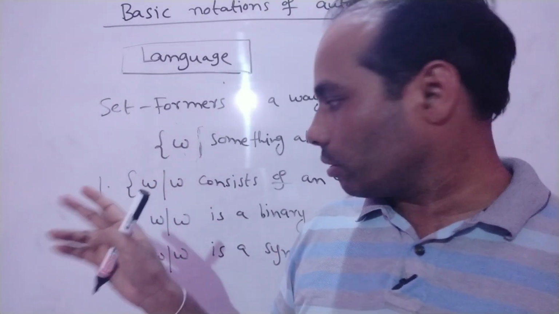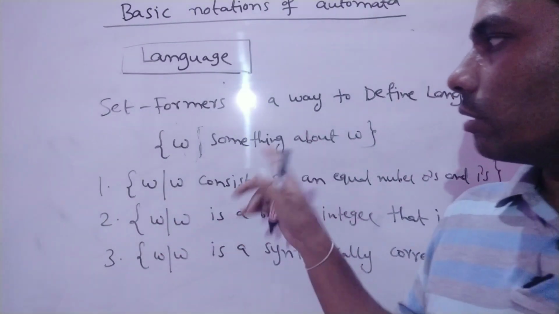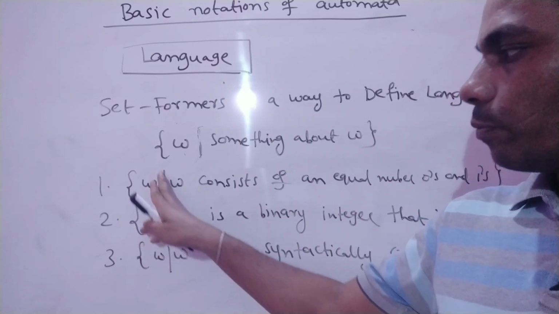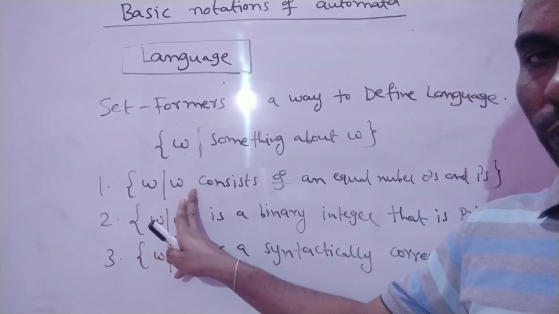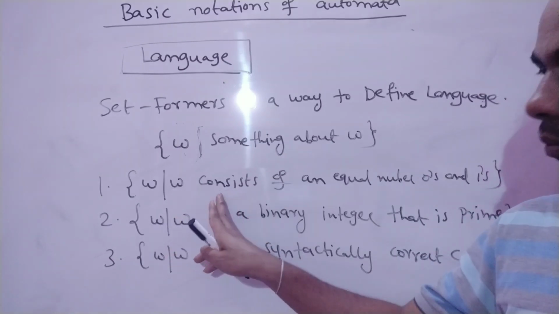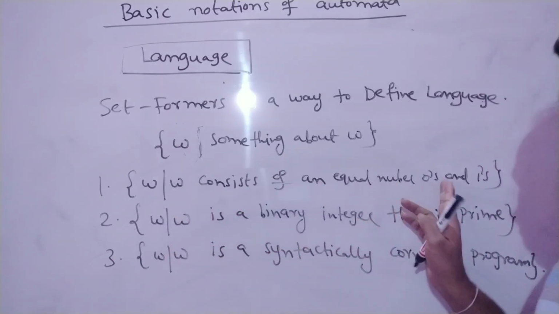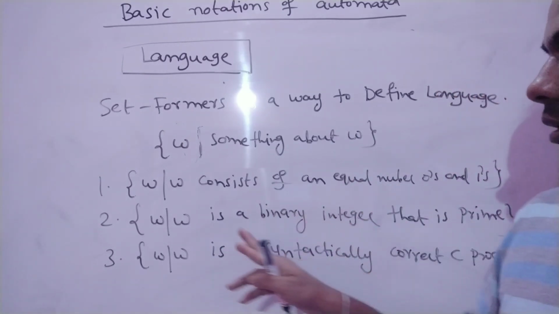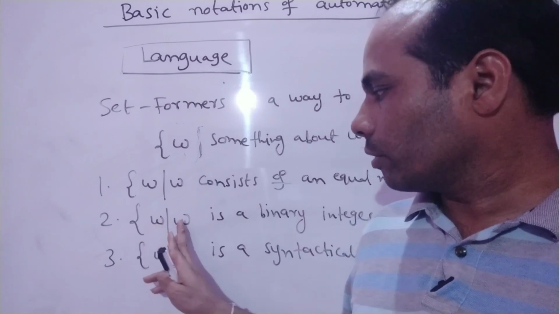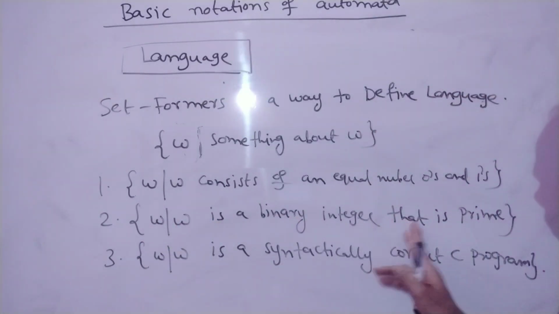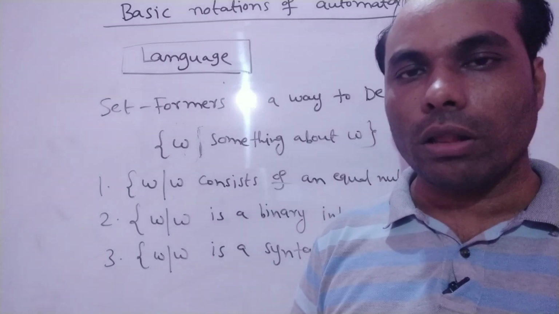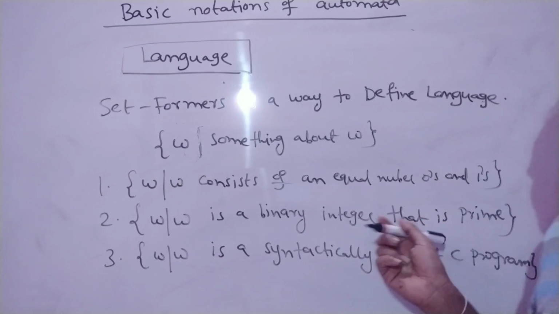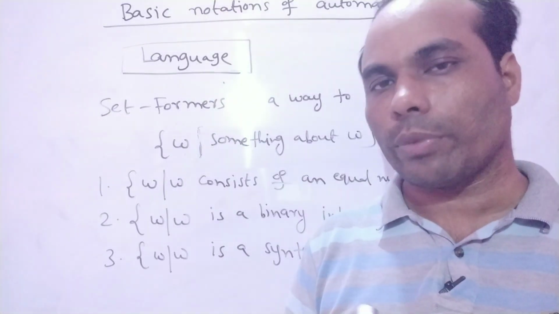I am giving 3 examples of this set former notation. The first example: this particular word w gives information about the language. What is this particular w? It consists of an equal number of zeros and ones. This is one of the examples. And the second representation: w is a word, and w is a binary integer that is a prime. You are going to generate all the strings whose sequence represents a prime number.